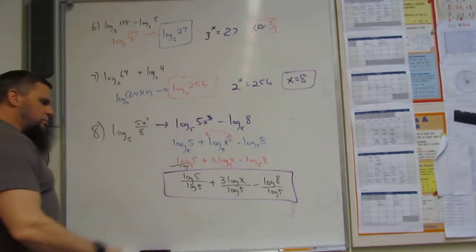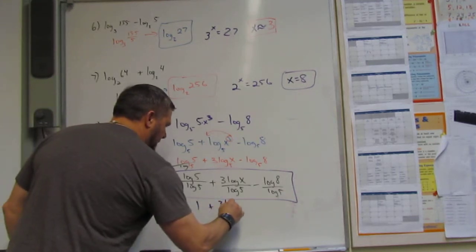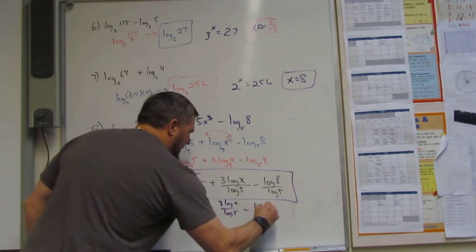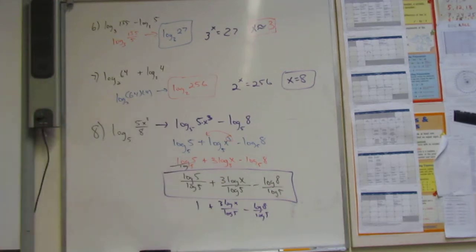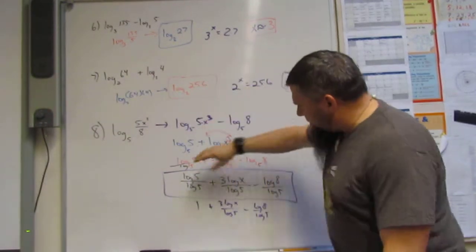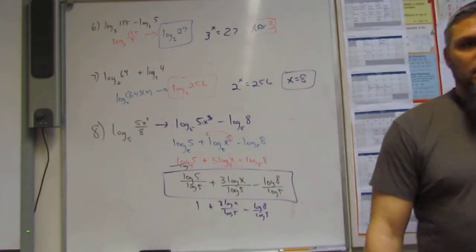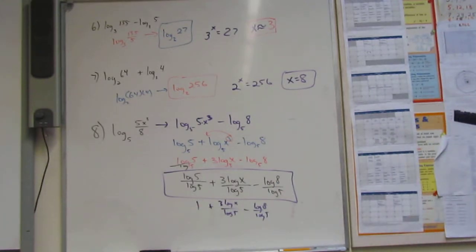If you go down here and write 1 plus 3 log x over log 5 minus log 8 over log 5, then, you know, fine. But that's not what I'm looking for. Remember, we're taking this apart. We're learning how to put them together, and we're learning how to take them apart so that we can solve them. That's the whole key, so I can get x by itself eventually and solve it. All right.